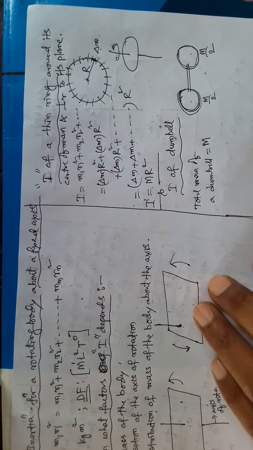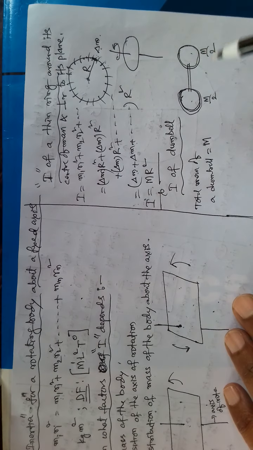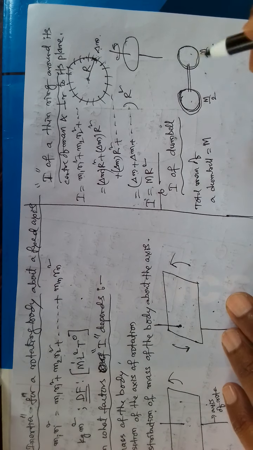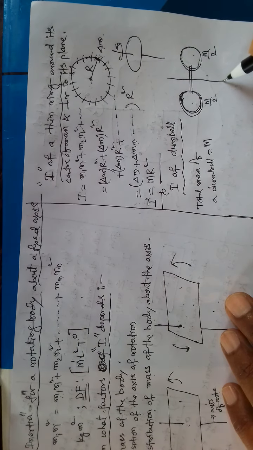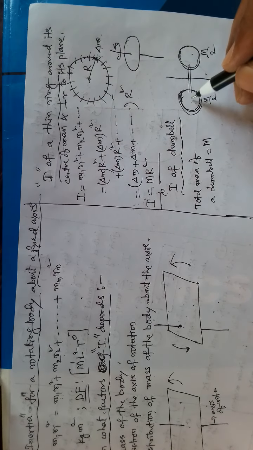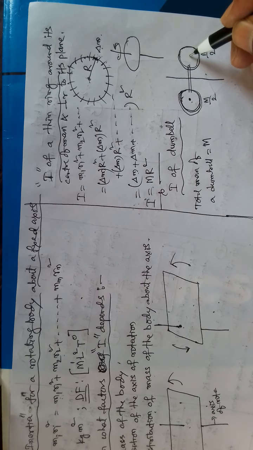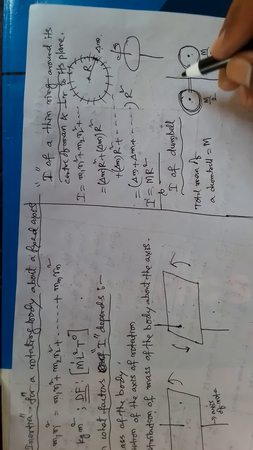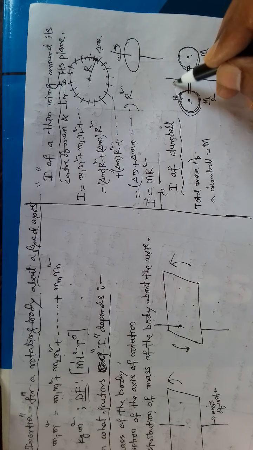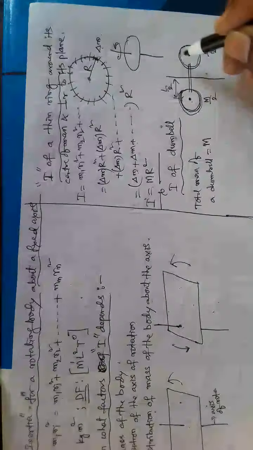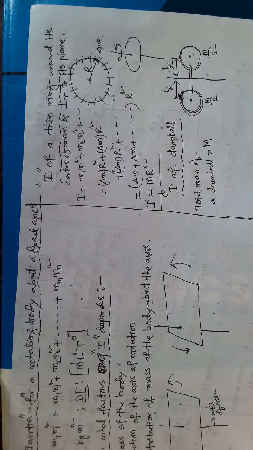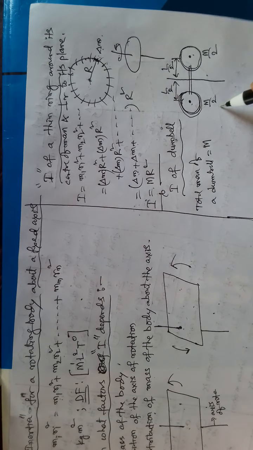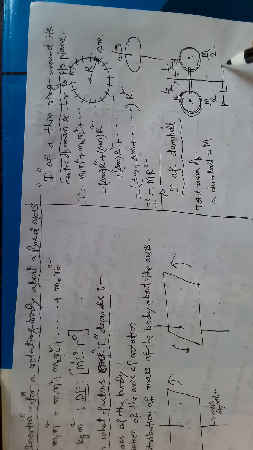It is rotating. See, its axis of rotation. And here, for the dumbbell, we are taking the axis of rotation like this. See, from here to here, the length is L. So from here to here, it will be L by 2, and from here to here, it will be L by 2. The distance from here to here is L.